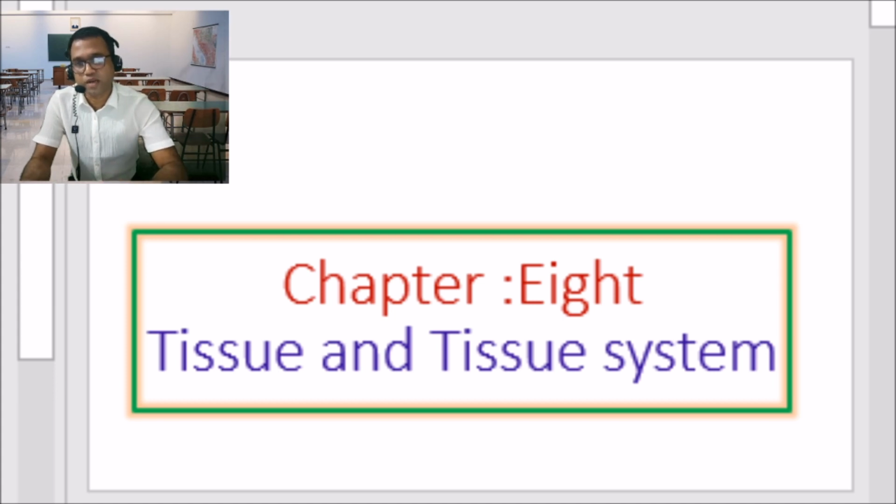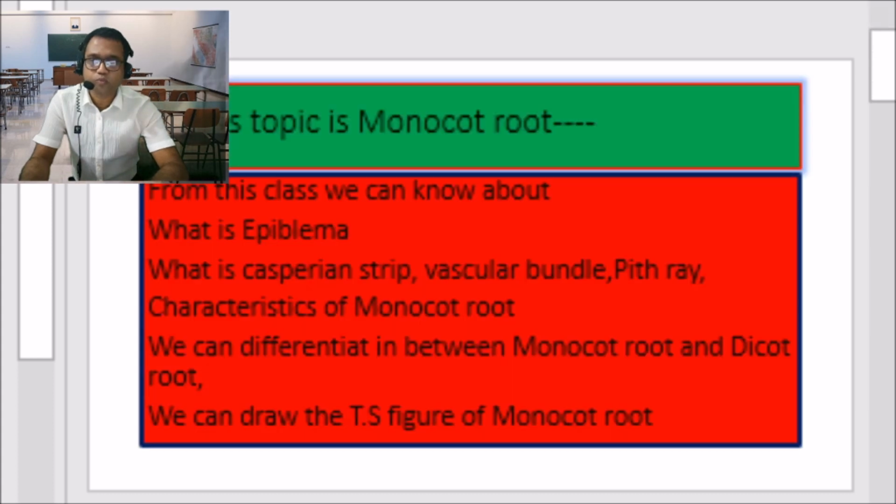This topic is related to chapter 8, tissue and tissue system. From this class we can know about what is epiblema, what is Casparian strip, vascular bundle, what is pith, and characteristics of monocot root. We can differentiate between monocot root and dicot root. We can draw the transverse section of a monocot root.